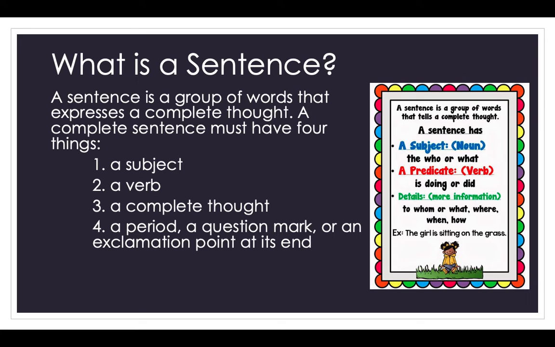A sentence has a subject, a noun or pronoun, and that's the who or the what. The subject is the person that does the action or the thing that the sentence is about. It's a noun. The predicate is the verb. It tells us what the person or the subject is doing or did. And then a lot of times there's more details, but those are not necessary. That's more information. So it could be an object, like to whom or what, or it could be a preposition, like where, when, or how.